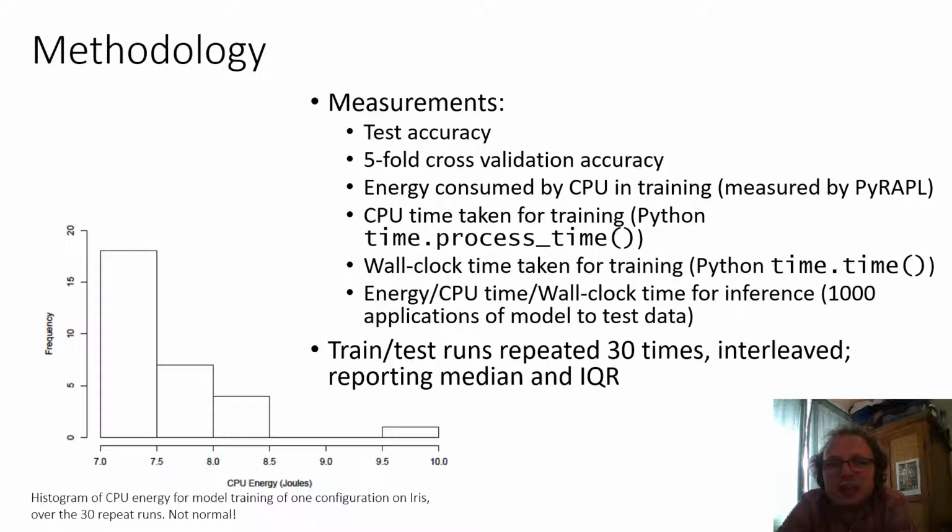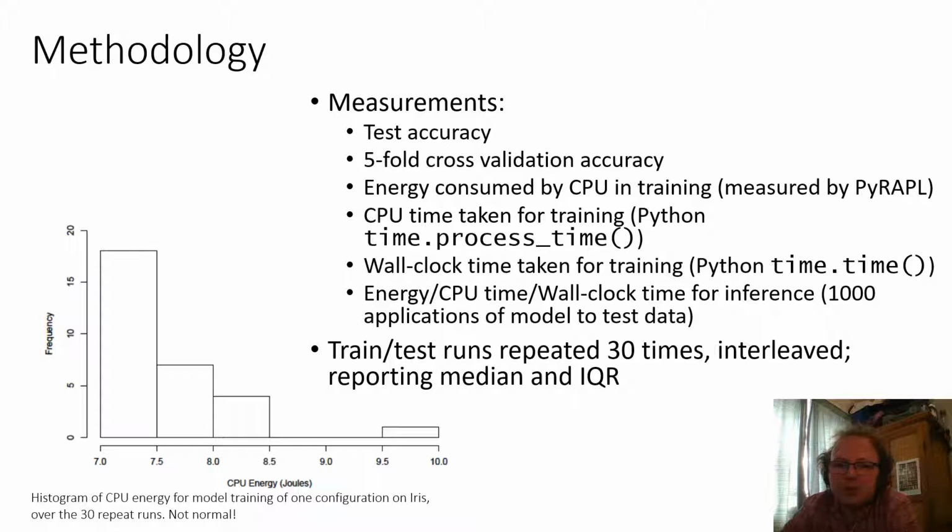The CPU time and wall clock time taken for the training process, measured using the Python functions listed there, and the energy and times for inference, that is application of the model to test data 1,000 times. And the reason that we repeat that 1,000 times is basically to make the numbers big enough to be easy to measure, and also to replicate the idea that the model is being applied to new data repeatedly.